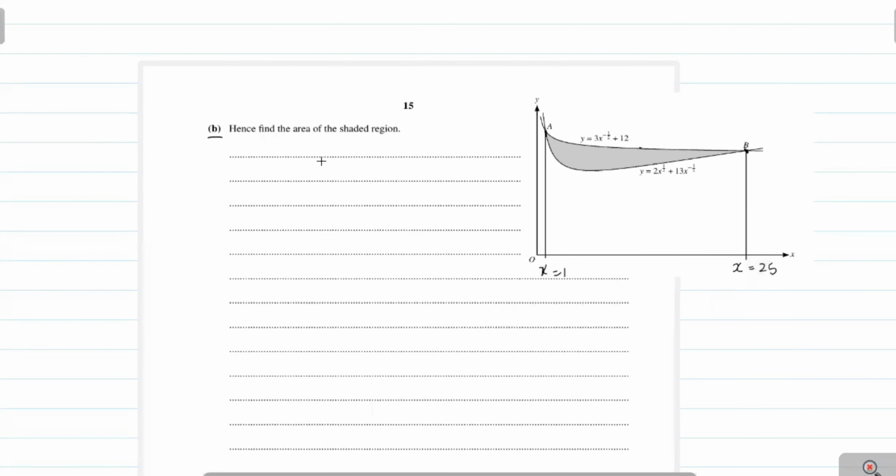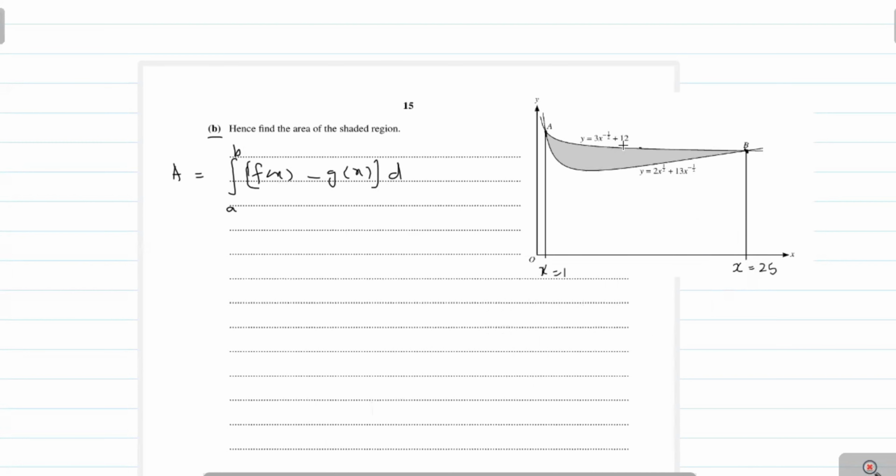Part B, find the area of the shaded region. The area of the shaded region between two curves and the two parallel lines of the y-axis will be equal to the integral from a to b of f of x minus g of x dx. This is the formula for the area between two curves.